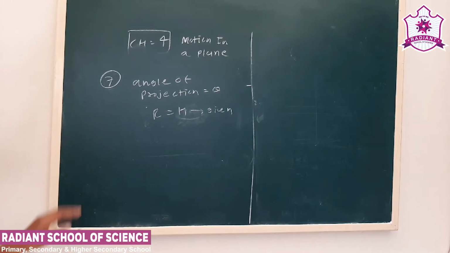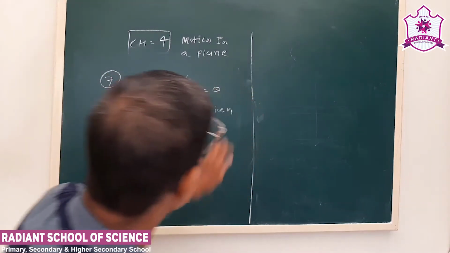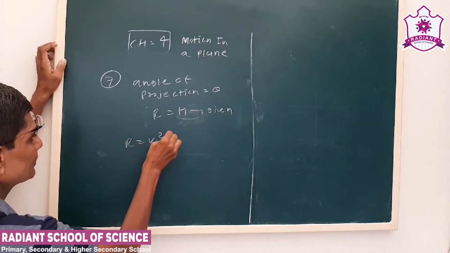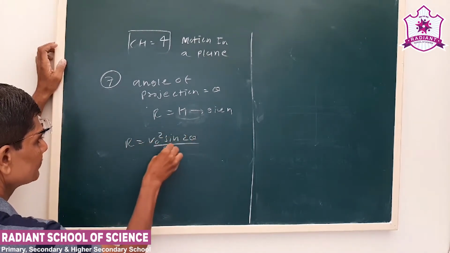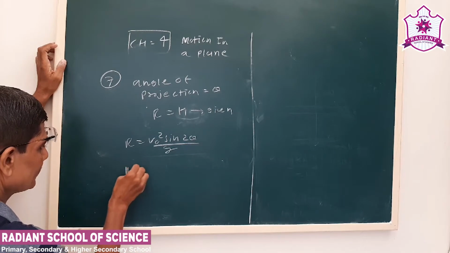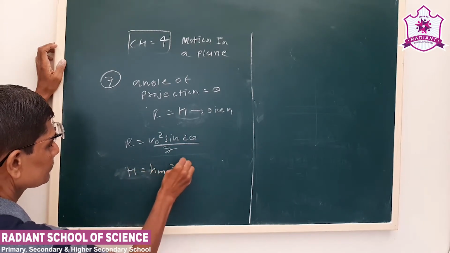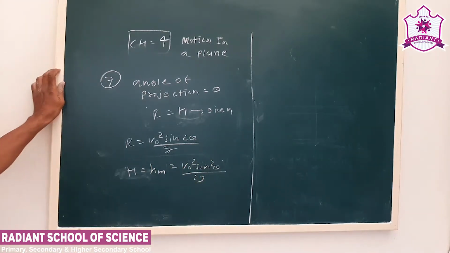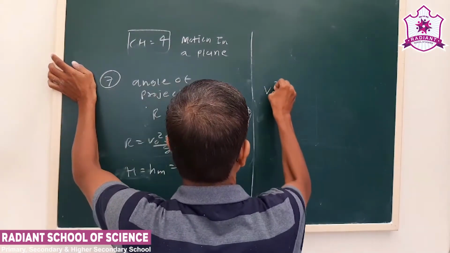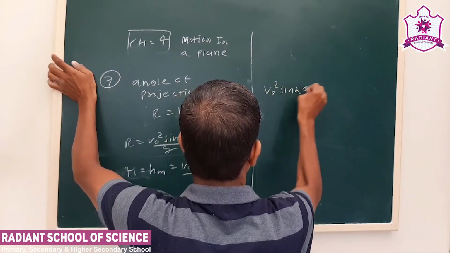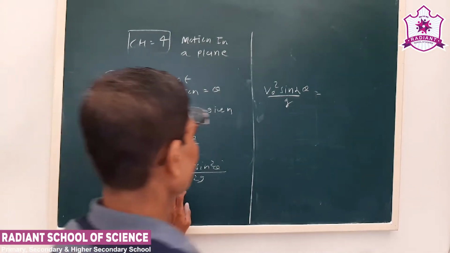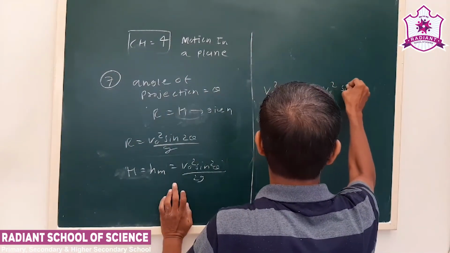Now, we are given the condition that range is equal to height. What is the formula for range? V0 square sine 2 theta upon g. H is our maximum height, HM. Now we can compare. There is a formula of the range, and the formula of the maximum height has V0 square.